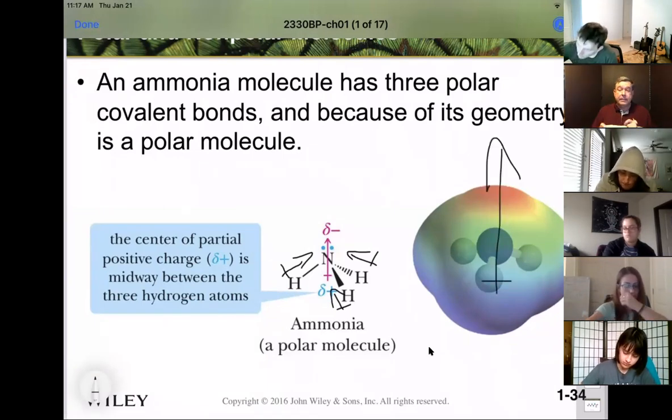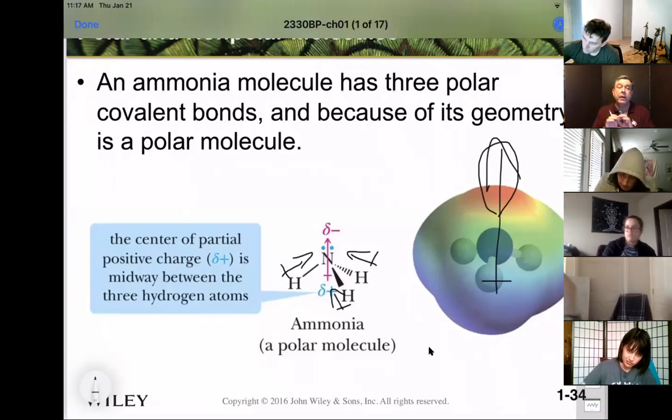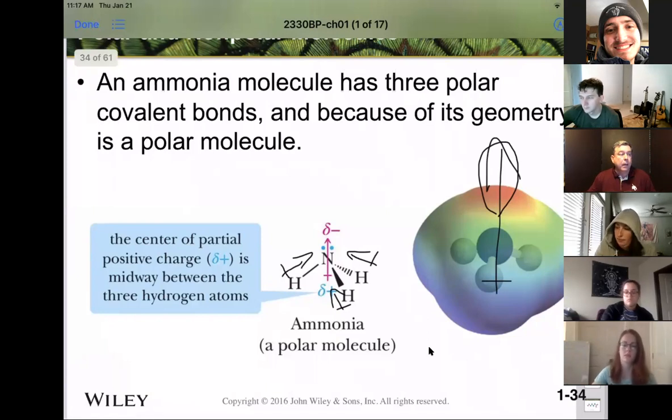And in this case, the dipole actually aligns with the lone pair. In the other case, the dipole was in between the two lone pairs. So don't think of the lone pair as giving you polarity. Think of the vectors of the polar bonds. Okay, all right.